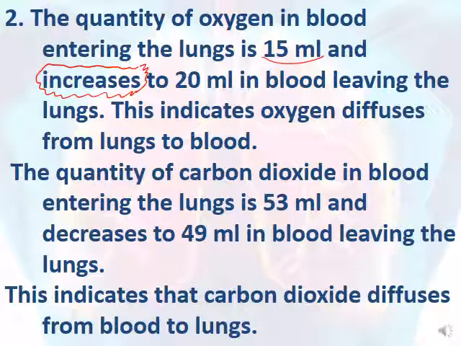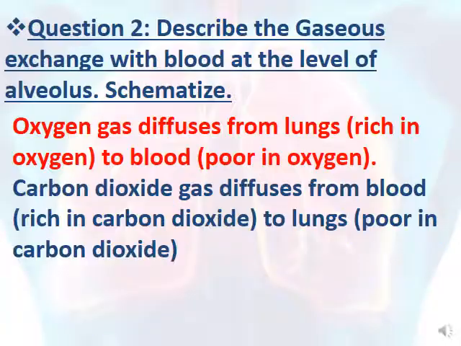This indicates that oxygen diffuses from the lungs that are rich in oxygen to the blood that's poor in oxygen. This is the term diffusion. The quantity of carbon dioxide in the blood entering the lungs is 53 milliliter, and it decreases to 49 milliliter in blood leaving the lungs. So here the key word is decreases. Indication: this indicates that carbon dioxide diffuses from the blood, a medium rich in carbon dioxide, to the lungs, a medium poor in carbon dioxide.